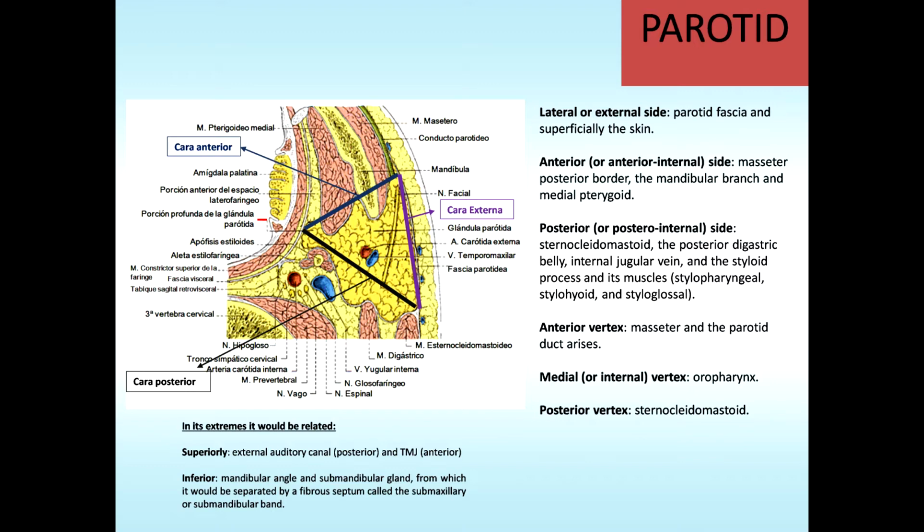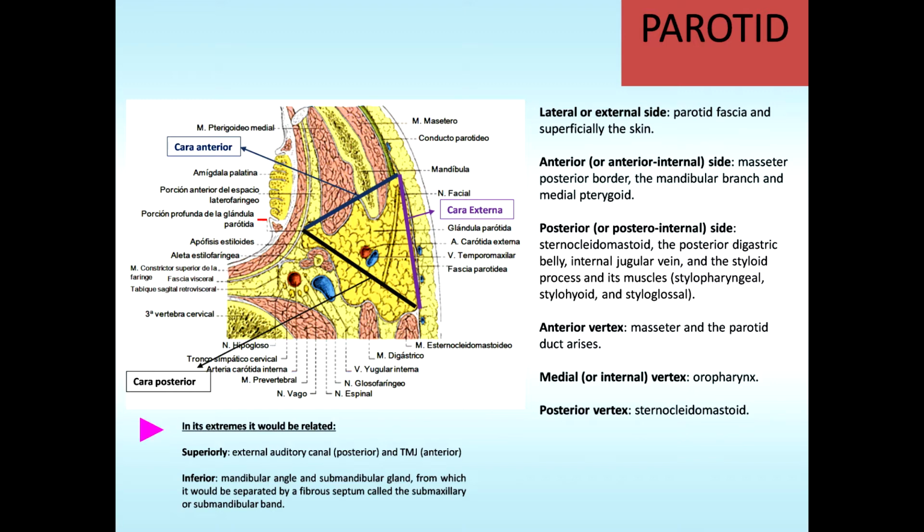The parotid gland, as it contains three sides, also contains three vertices. The anterior vertex is related to the masseter muscle, and it is the place where the parotid duct arises. Then we have the medial or internal vertex, which is related to the oropharyngeal muscles. Finally, there is a posterior vertex, which is closely related to the sternocleidomastoid muscle.